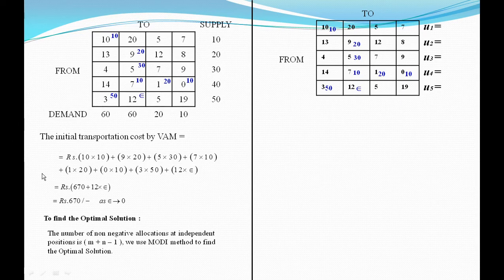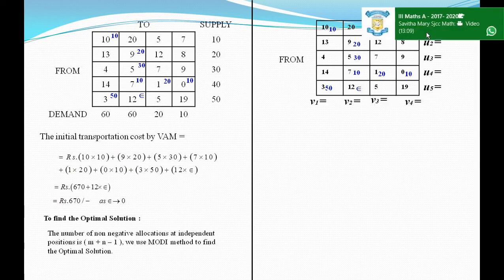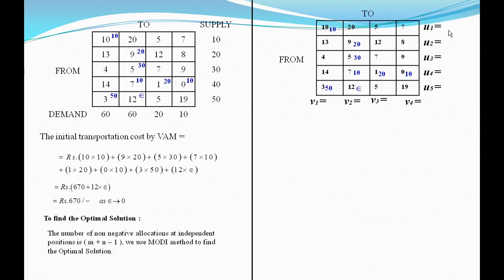Now this MODI method is also called the UV method. Why do we call it the UV method? Because we need to find the values of ui's and vj's. That's why the MODI method is also named the UV method.